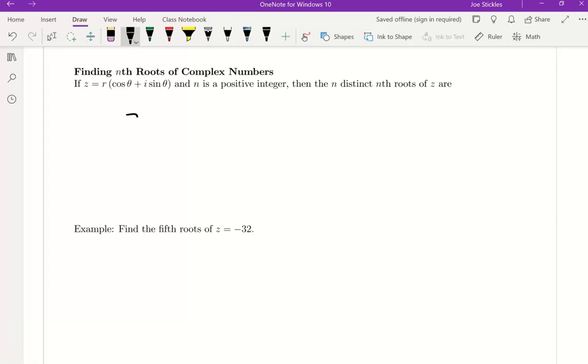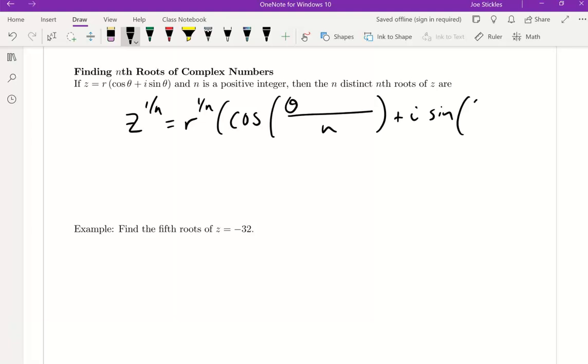So if I want the nth root of z, or z to the 1 over n power, I'll do the nth root of the r, and we will divide the angle by the n. But notice I'm leaving some space in here. We do the nth root of the modulus and divide the angle by n, because we're doing nth root, so we'll divide rather than multiply.